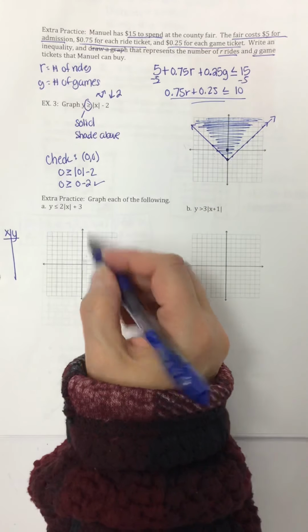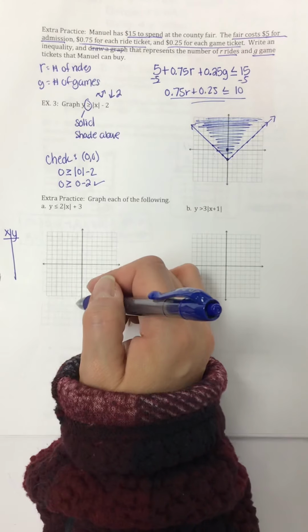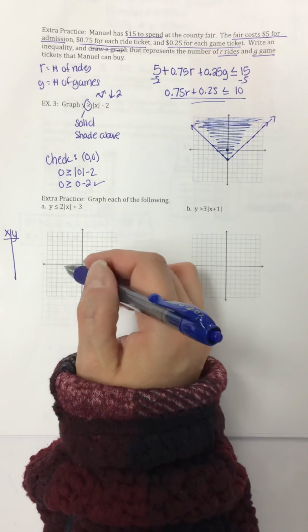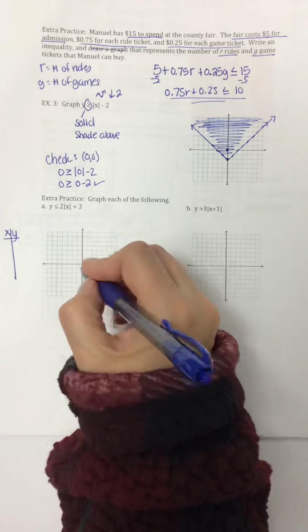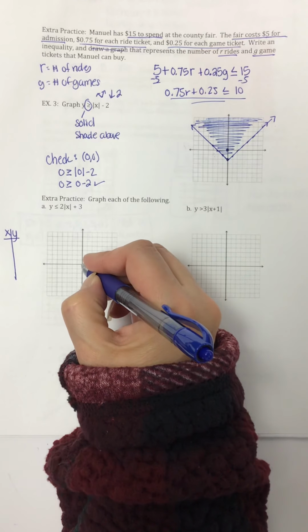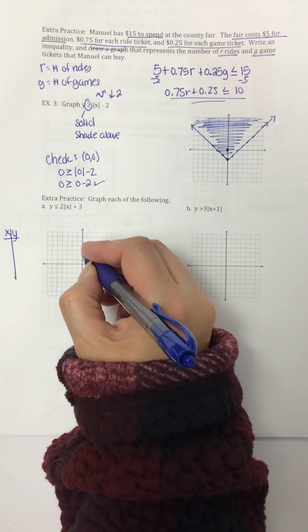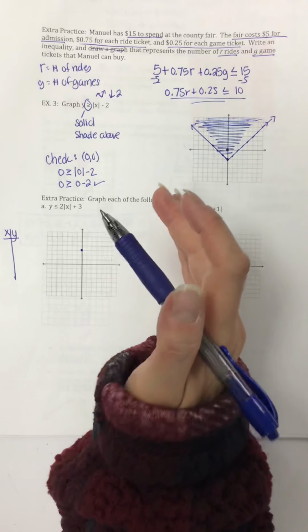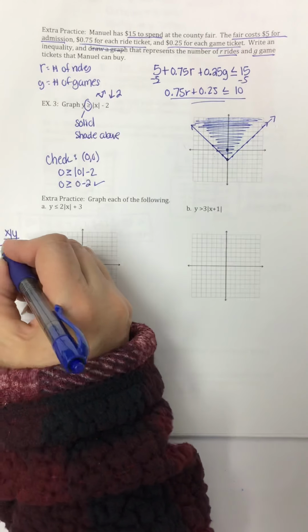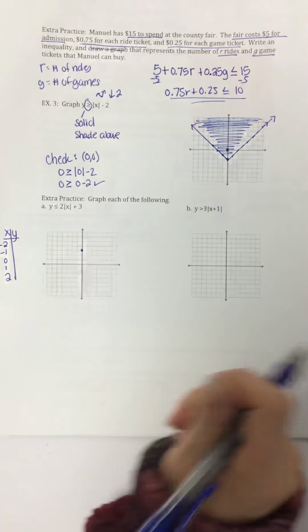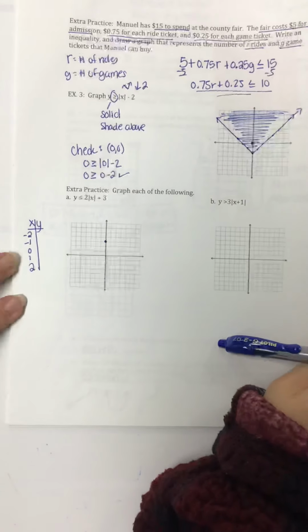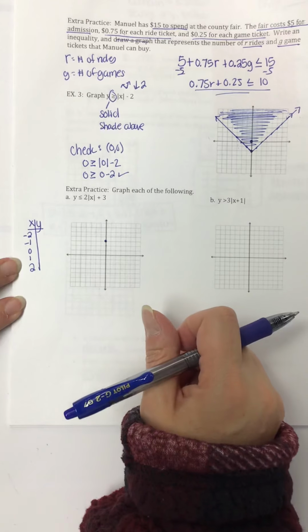So if it's on this y-axis, we need some negative numbers and some positive numbers. Do you agree? So I know that my initial point is going to be moved up 3 points. I know that. That's where my vertex is going to be. So I need to plug in some negatives and some positives. So I plugged in -2, -1, 0, 1, and 2.